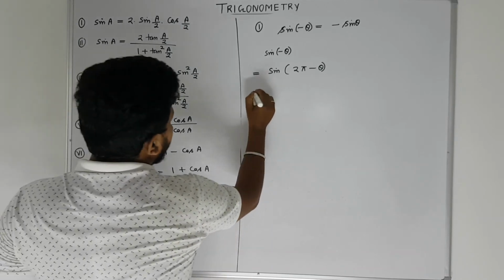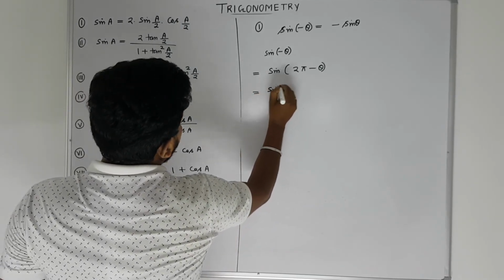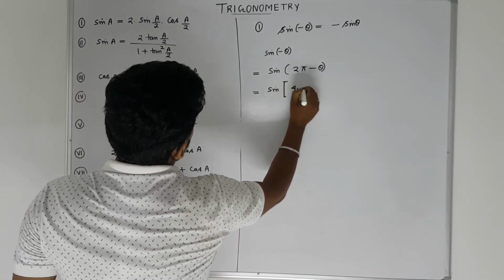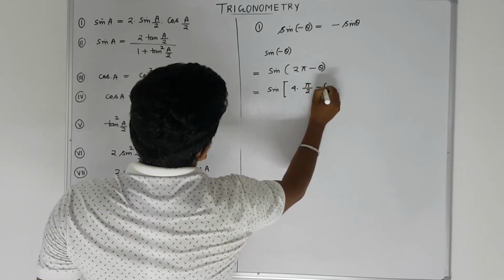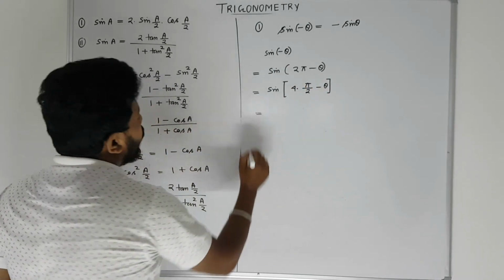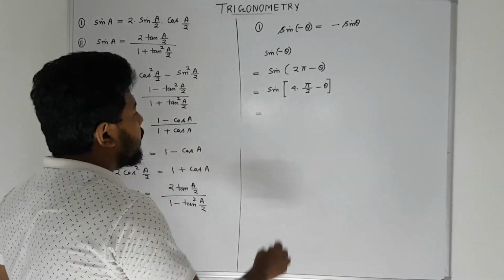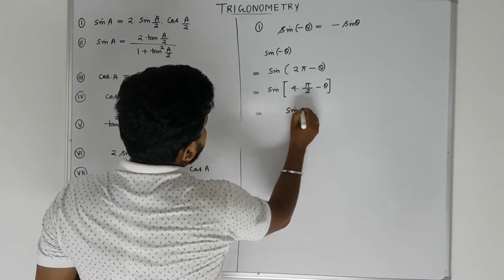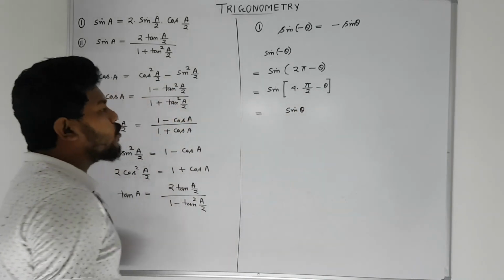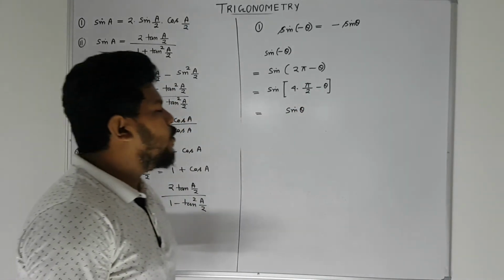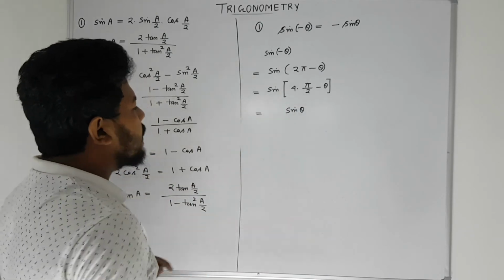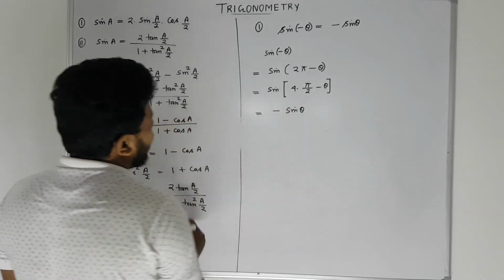Now what is twice pi minus theta? This is sine of 4 times pi by 2 minus theta. Now this is 4 times pi by 2, an even number, so sine remains sine. And in which quadrant? In fourth quadrant. In fourth quadrant, sine is negative, so we write a minus sign.